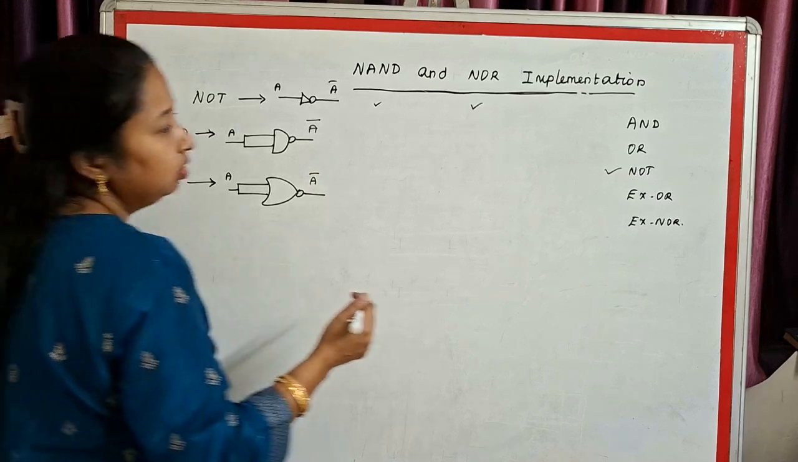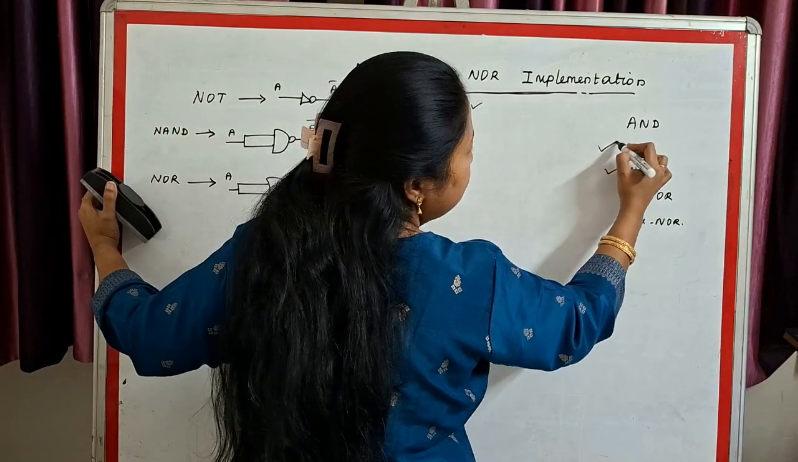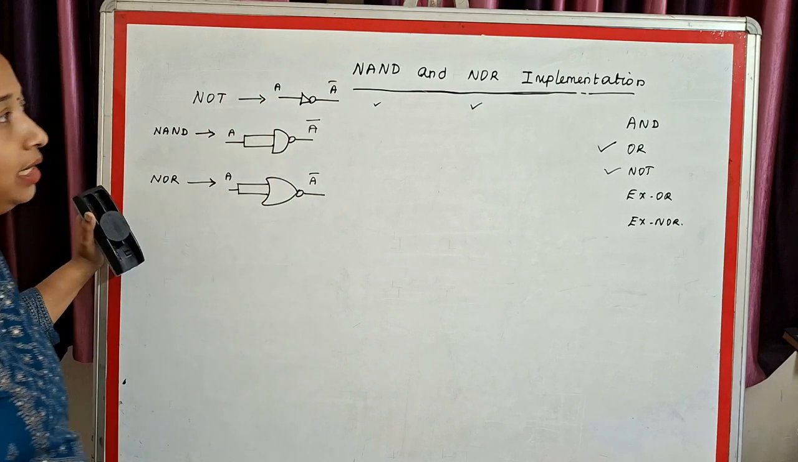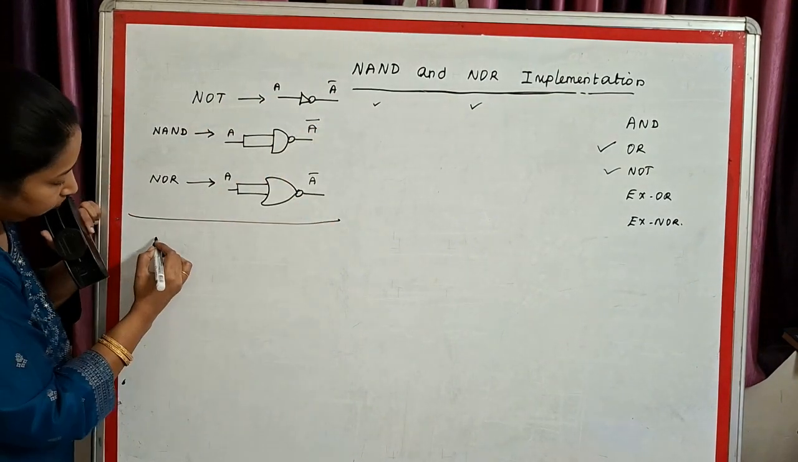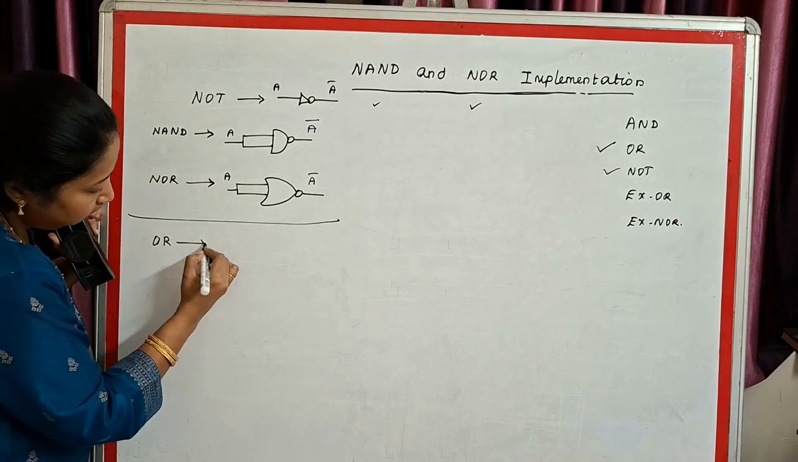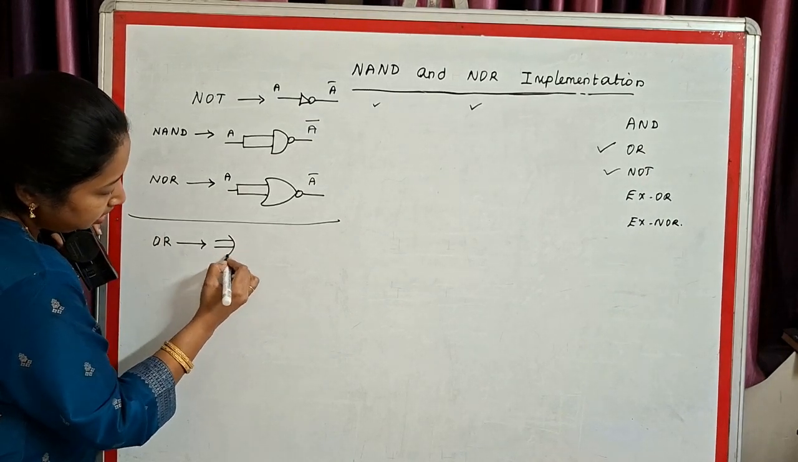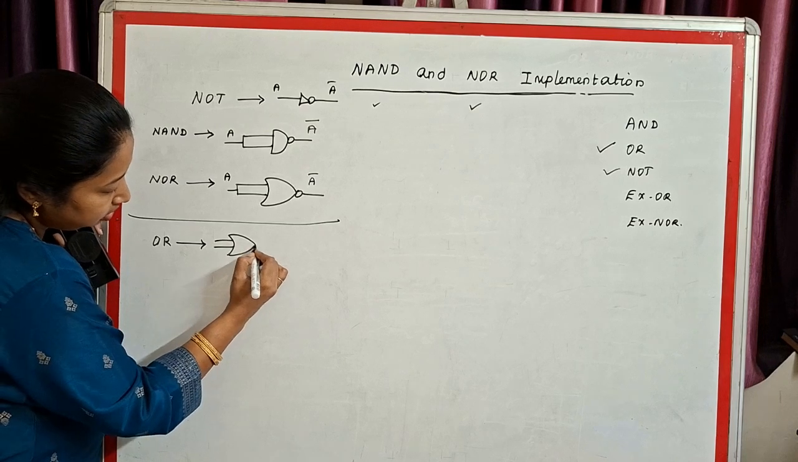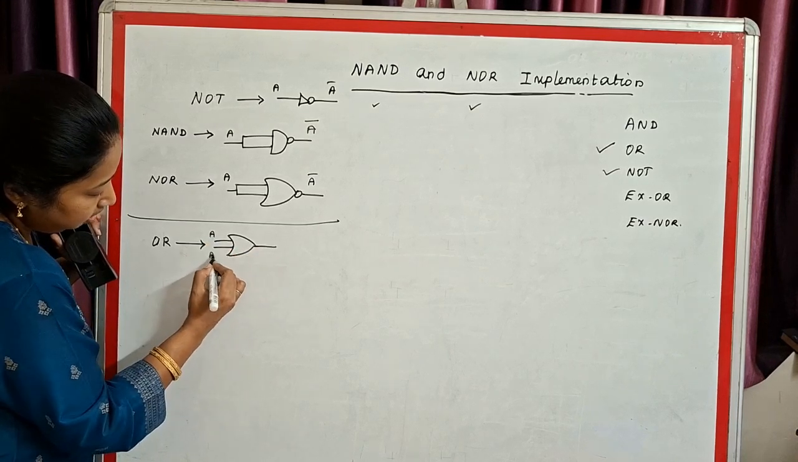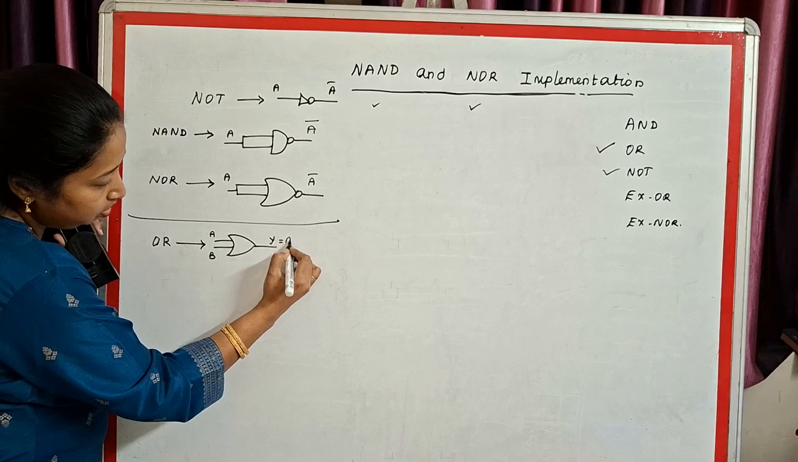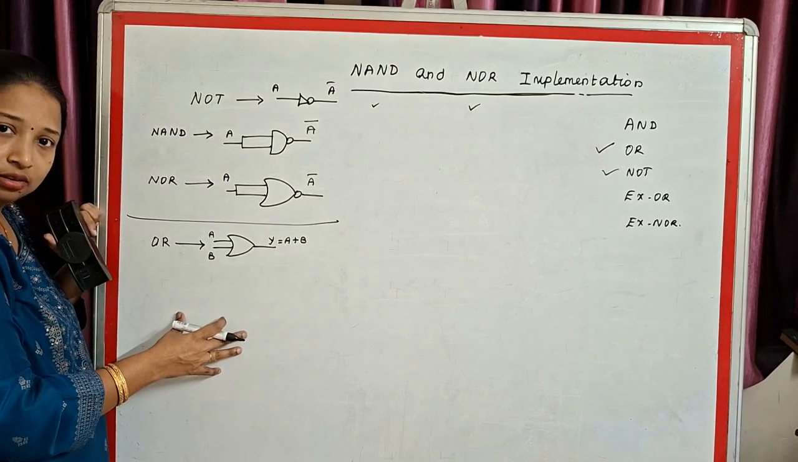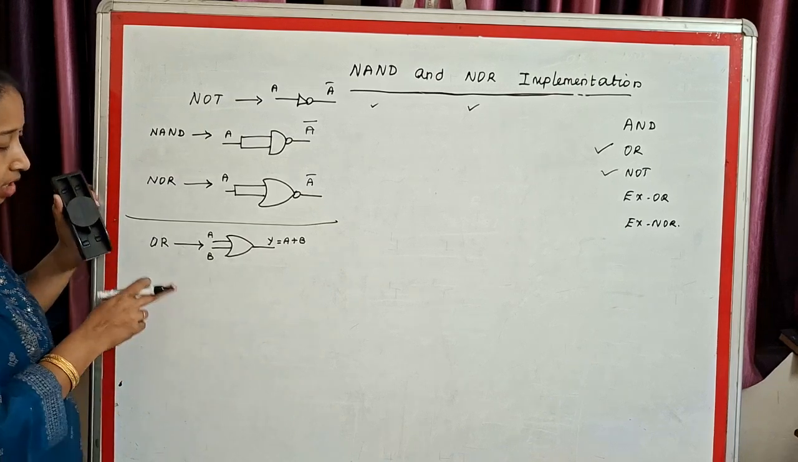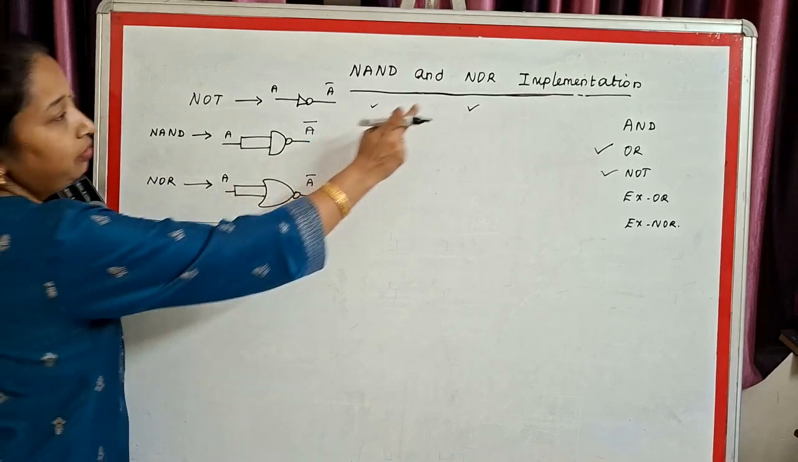Fine. Now, let's see how to replace OR gate with NAND gate and NOR gate. Clear? How do you normally represent an OR gate? OR gate is nothing but the addition, that is the sum. When A and B are the inputs, output is equal to A plus B. Correct? This is my OR gate. Now, let's see how to replace this OR gate with NOR gate.